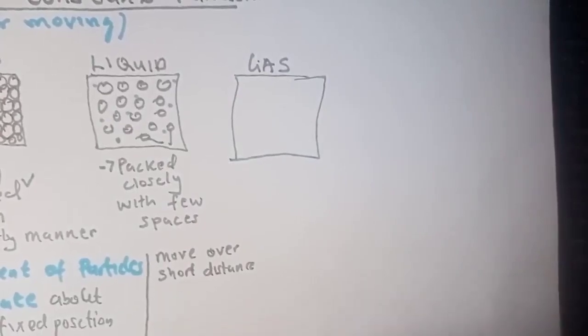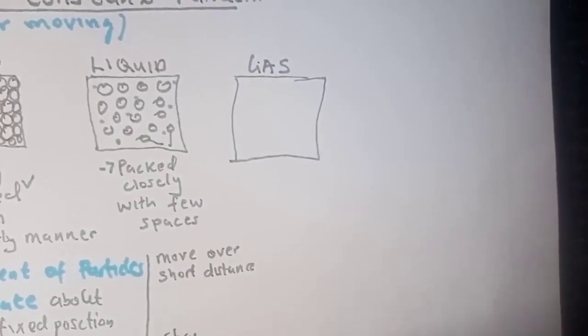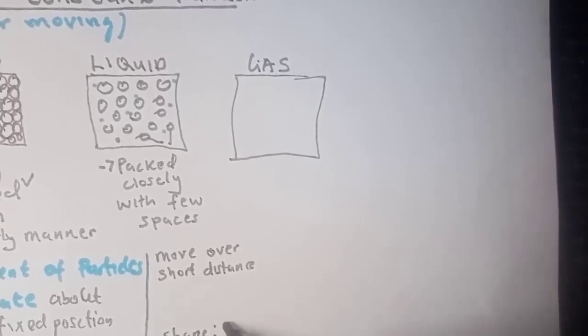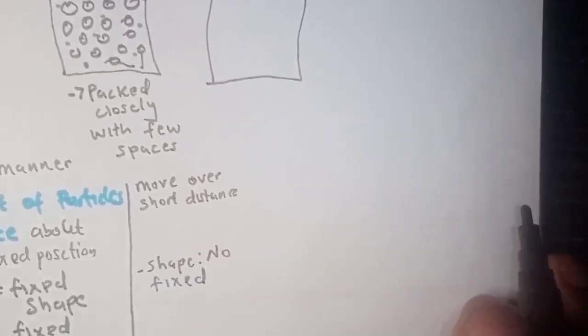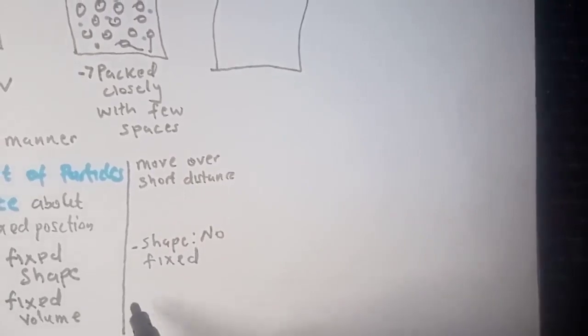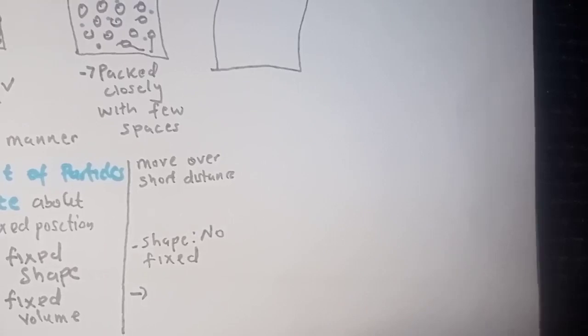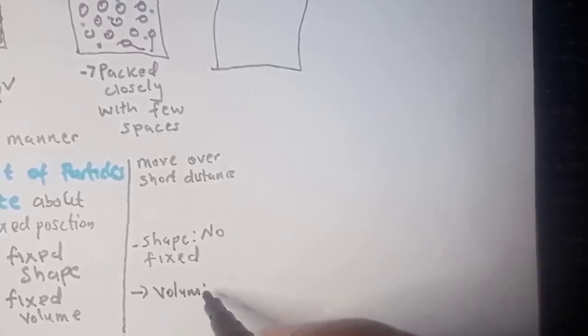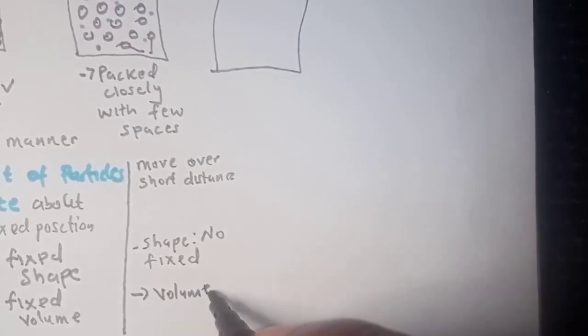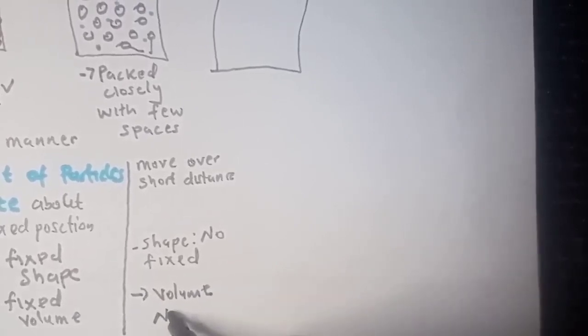When you talk about the shape, they have no fixed shape. Imagine water is a liquid. Water doesn't have any fixed shape. Water will take up the shape of anything that you are using. If it's a cup, it will take up the shape of a cup. If it's a container, it will take up the shape of a container. Volume, sorry, the volume is fixed.